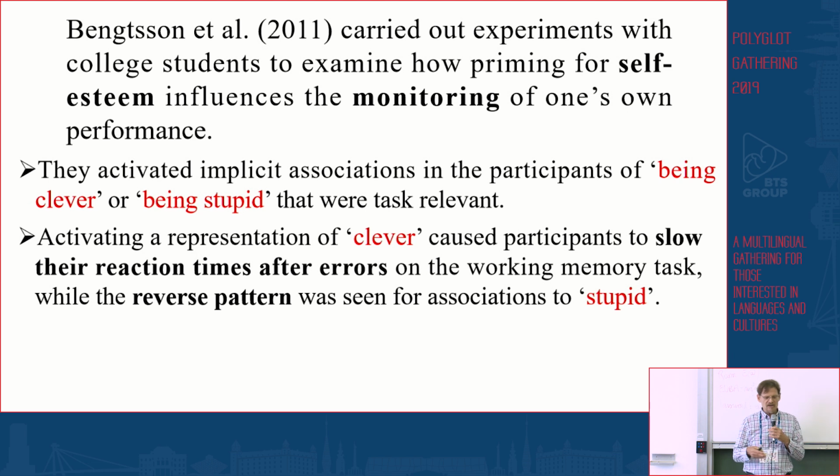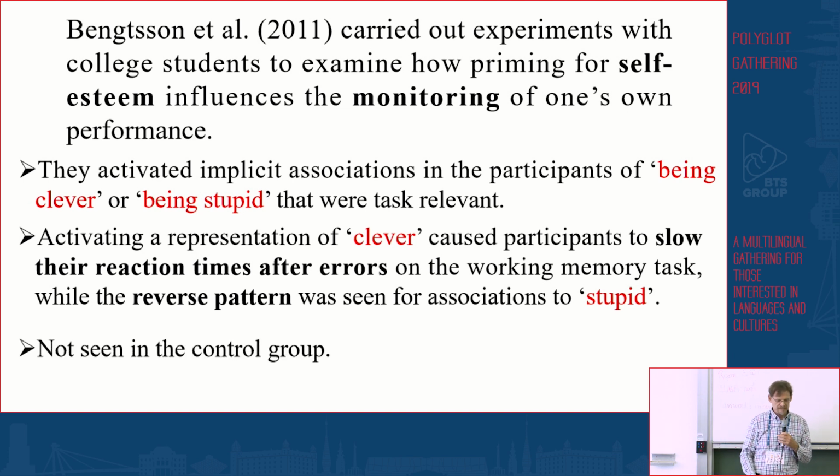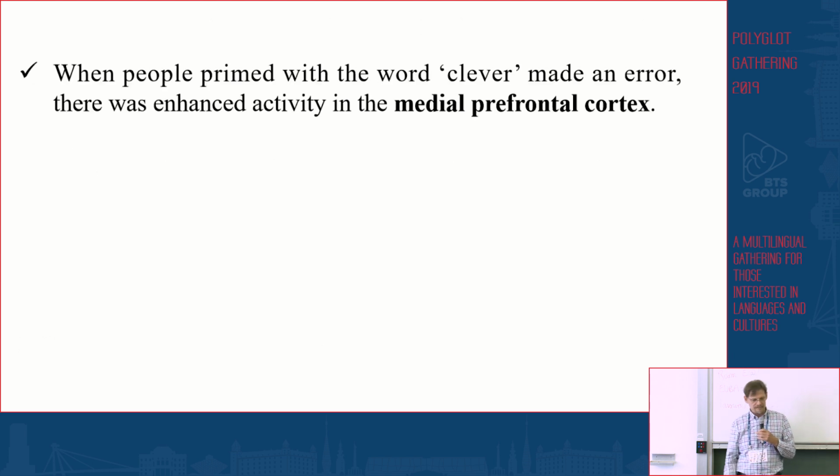So activating a representation of clever caused participants to slow their reaction time after errors. They make an error and they slow down on the working memory task, while the reverse pattern was seen for those with the stupid associations. I'm no good at this task. Okay? And the control group? No effect, because they weren't told whether they're stupid or clever.